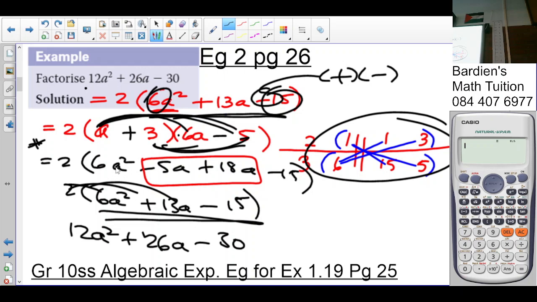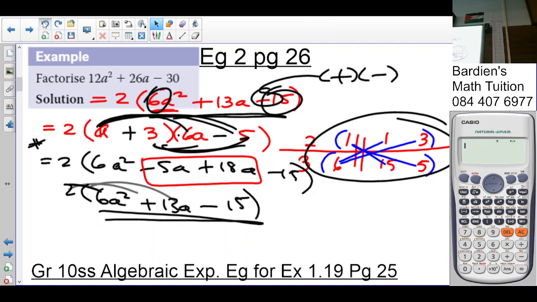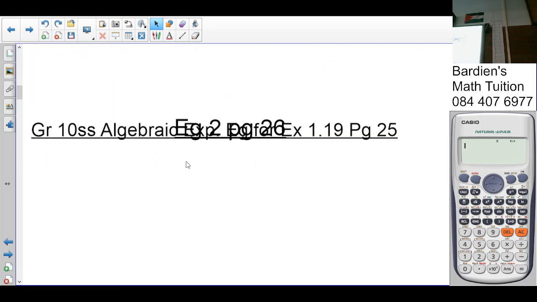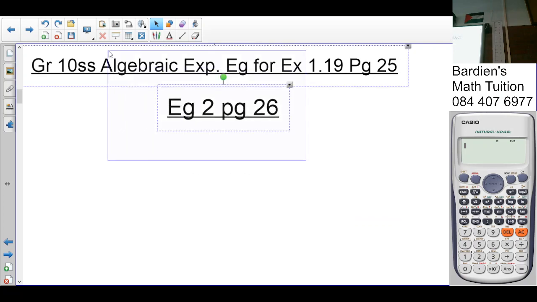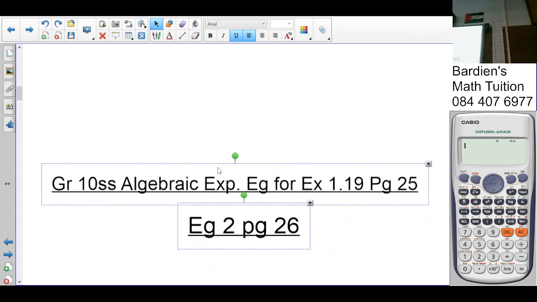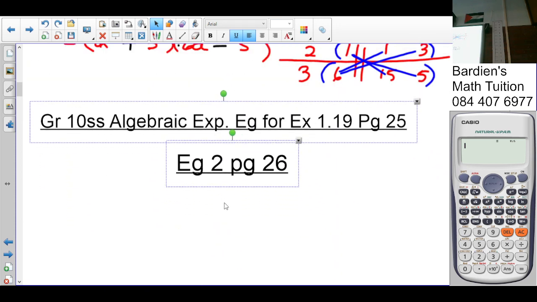Okay? So again, why are we taking the factors of the first and the last? Because we multiply the first and the last. And then we work out where do we add or subtract to get the middle term. Got any other confusion here? You guys okay with this?